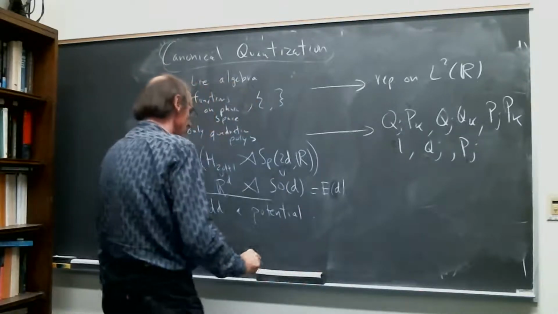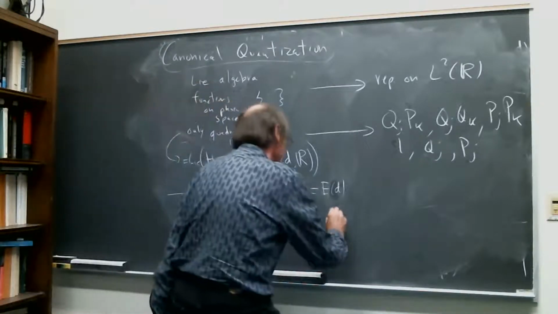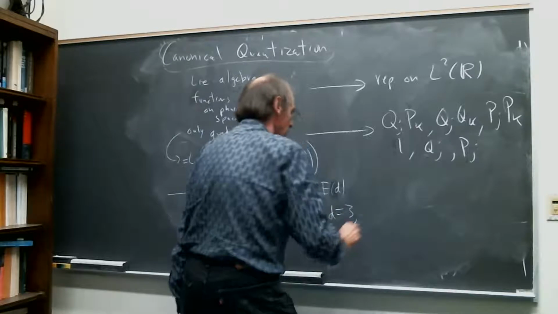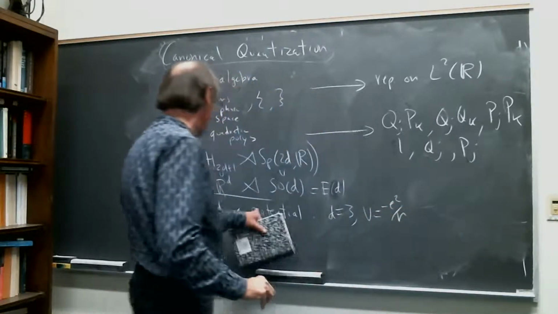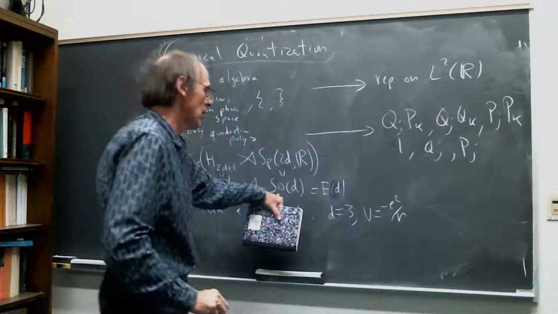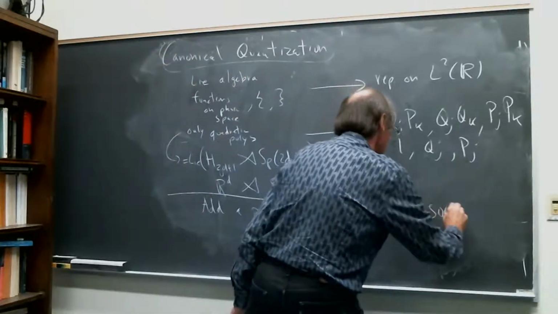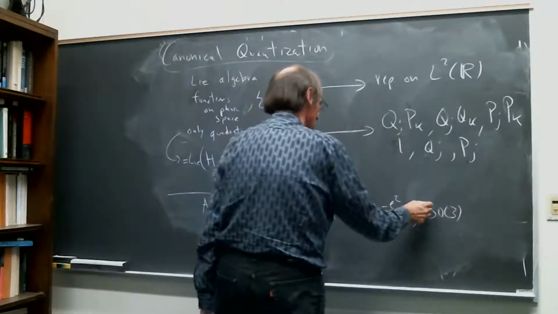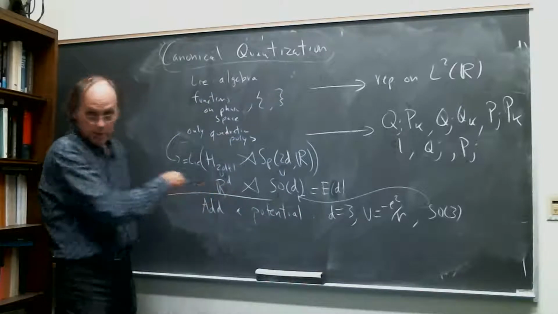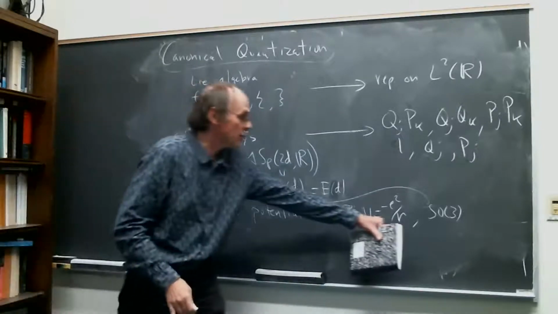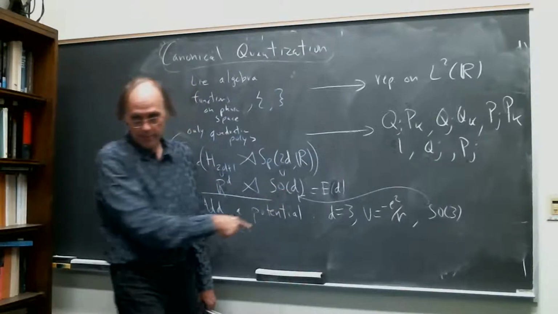So an example: in D equals 3, the Coulomb potential, V equals minus e squared over R. We had that you had this SO3 here. This right here. So this is broken, the translations. This ruins the translation symmetry, but you still have the SO3 symmetry.